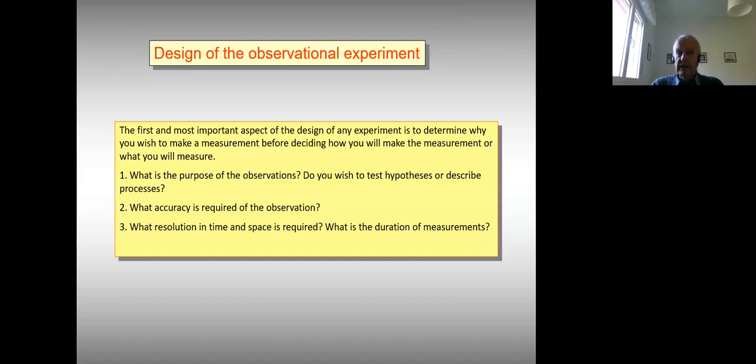As far as temperature is concerned, for example, we know that the temperature in the open ocean changes on the order of 1/10 of a degree. So we cannot measure the temperature with accuracy of 1 degree if we want to have the resolution of 1/10 of a degree. We have to have the resolution which is at least 1/100th of a degree. Then the third thing is what resolution in time and space is required, and what is the duration of measurement.